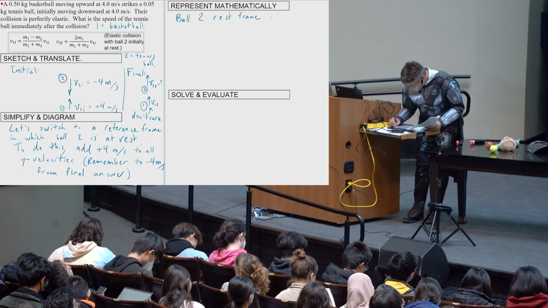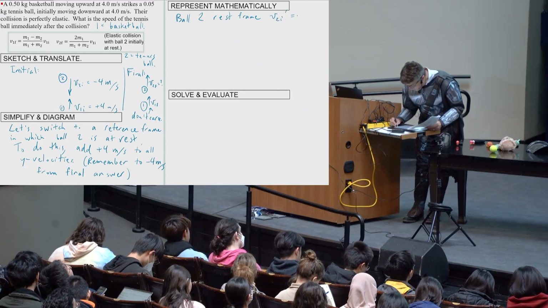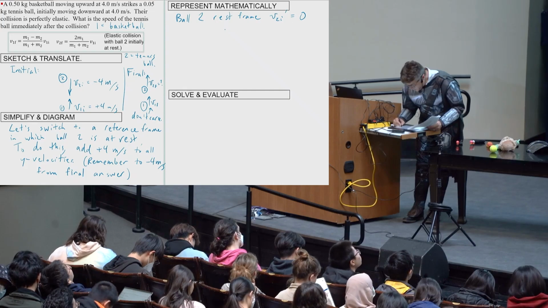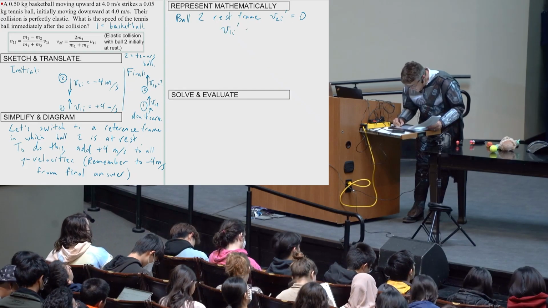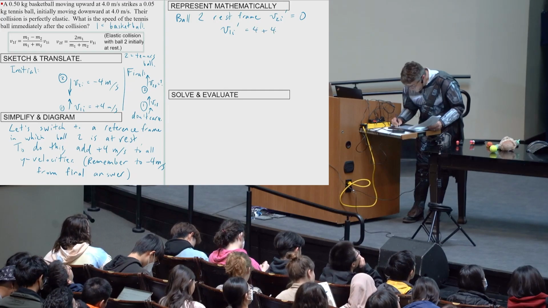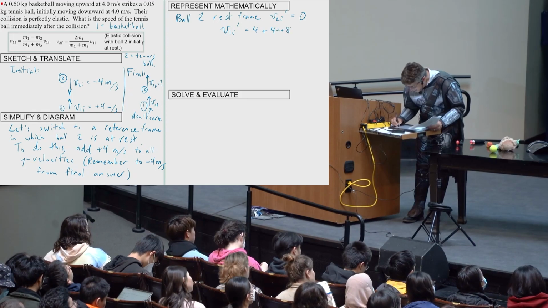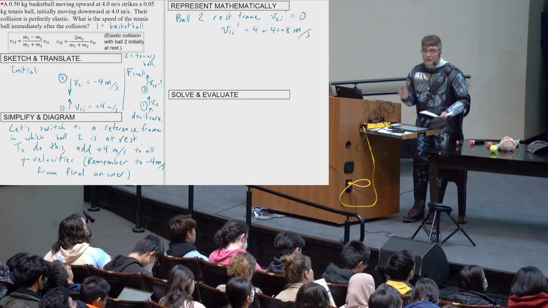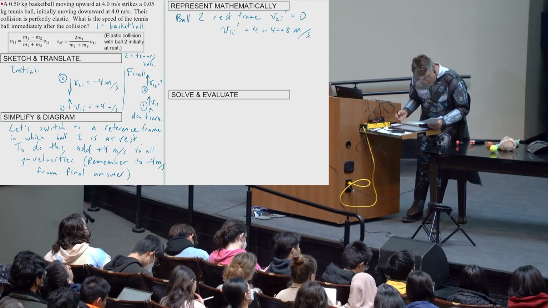I guess initial. So V2 initial prime, I'll call it, is equal to 0. V1 initial prime is equal to the 4 plus the 4. So now the basketball is coming up at +8 meters per second in the tennis ball reference frame. Does that make sense?